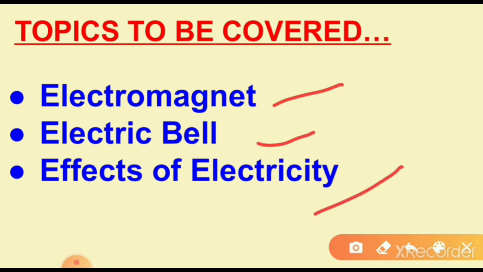So in this lesson we have to discuss what an electromagnet is, what the working principle of an electric bell is, and what the different types of effects of electricity are. Now let us discuss what an electromagnet is.